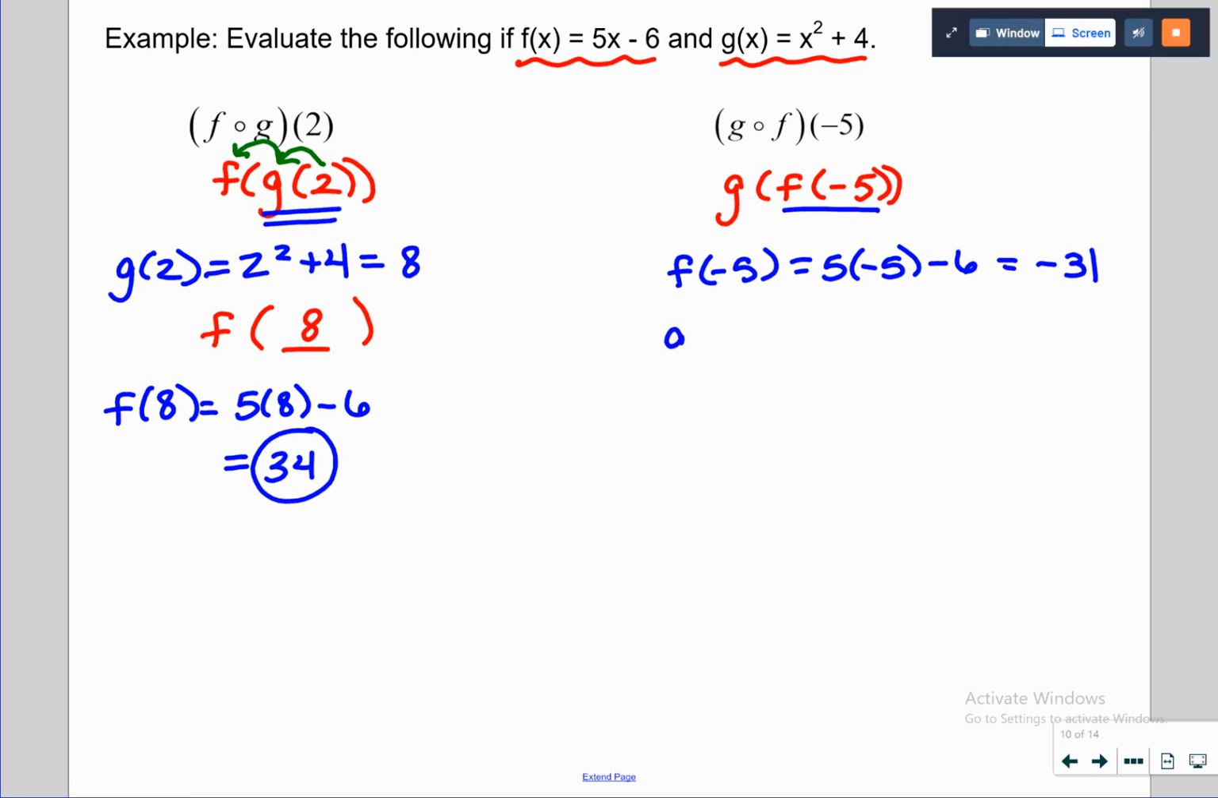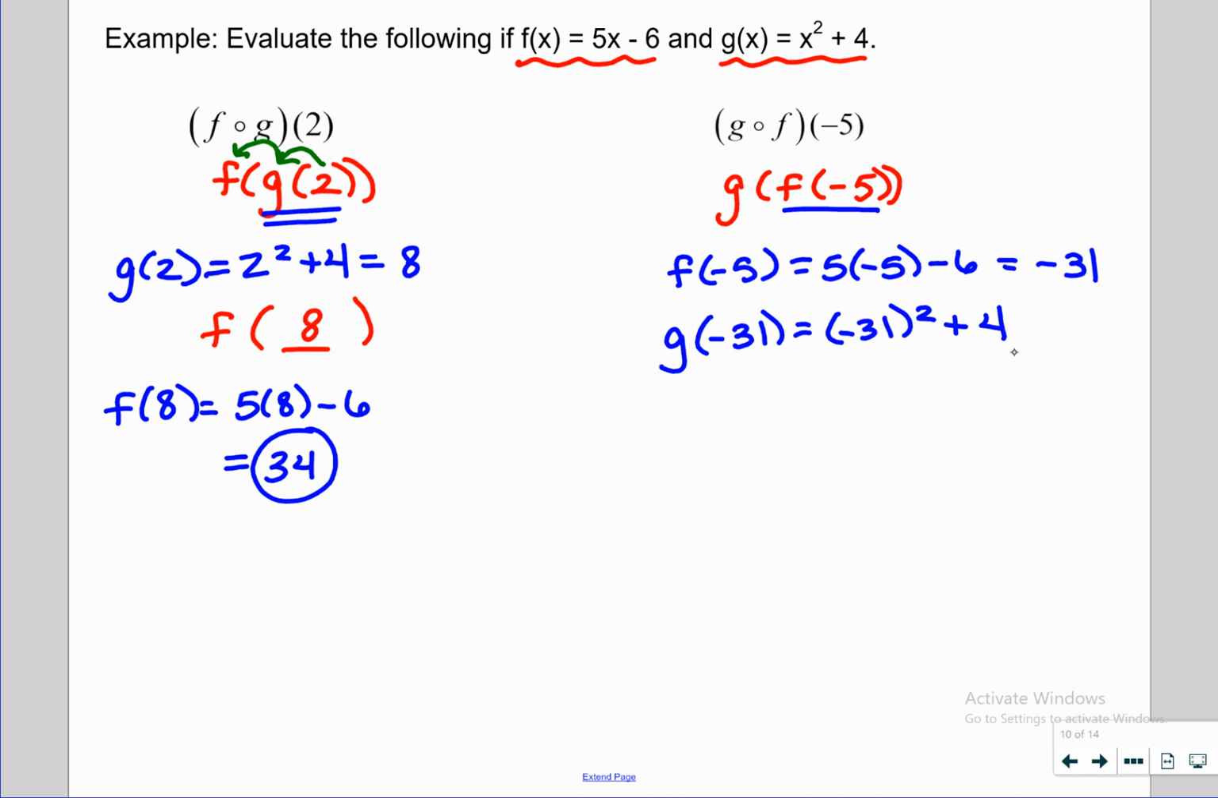So now I'm going to find g of negative 31. I'm taking that answer and plugging it in. This one you're going to need a calculator for because we're squaring it. It's negative 31 squared plus 4. So let's see. That is, oh, what is that going to give me? 961 is my guess, plus 4, so 965. Somebody type it in and check. Am I right? 965. Okay, final answer. Make sense? Questions so far?